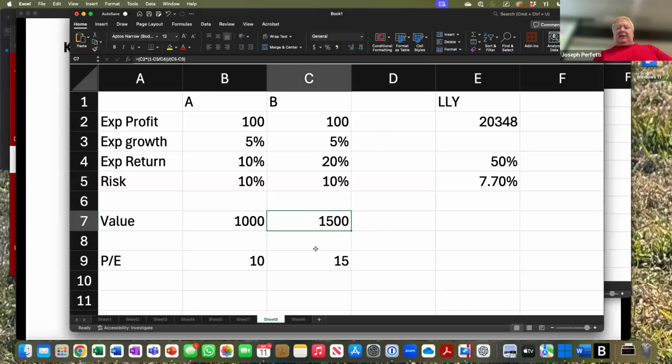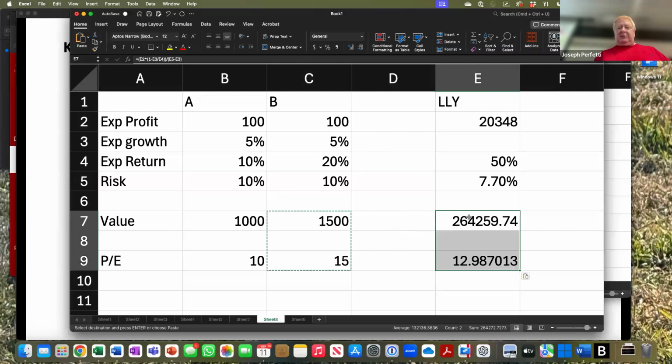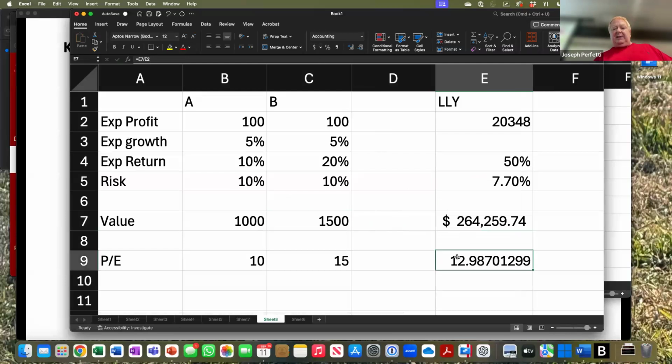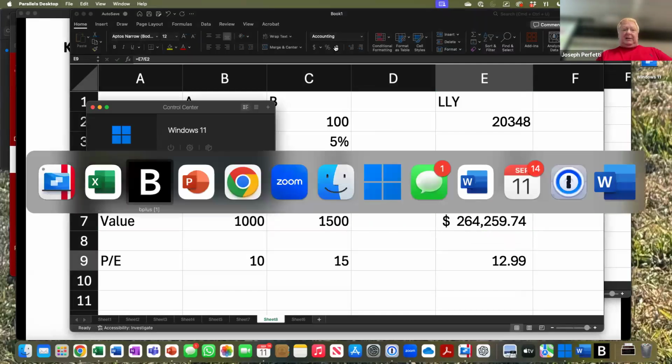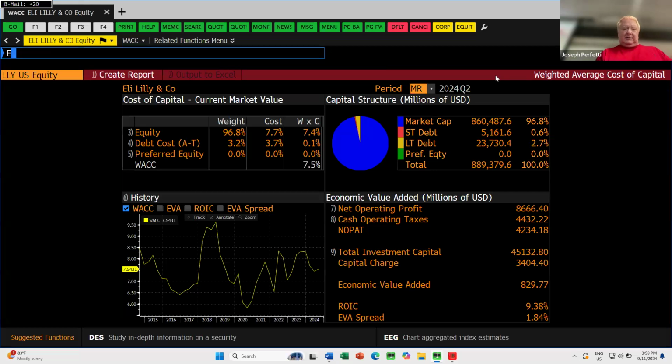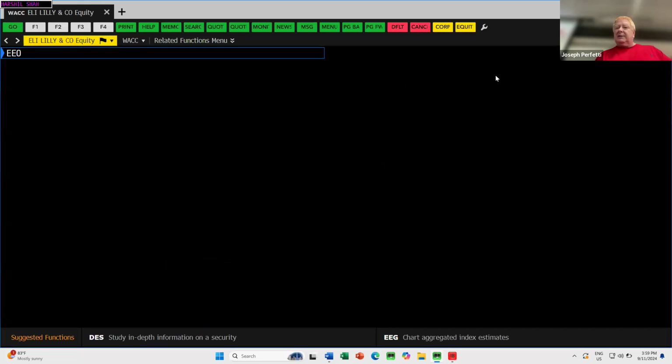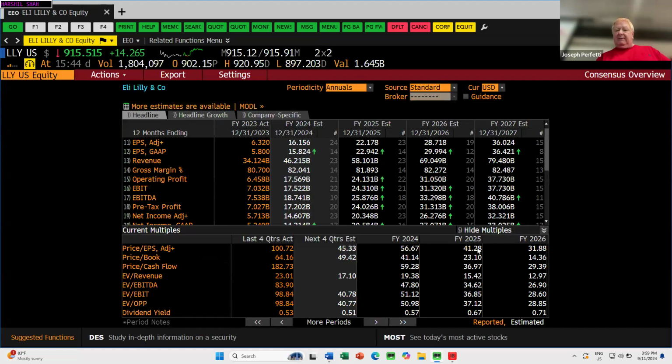Now, what our key value driver equation would say is that at no growth, Lilly should be worth $264 billion, and their PE should be about 13. In the real world today, that share price divided by earnings per share expectation, their PE closed today, or is about to close today, at 41.28. That's their real world PE next year, 41.28.